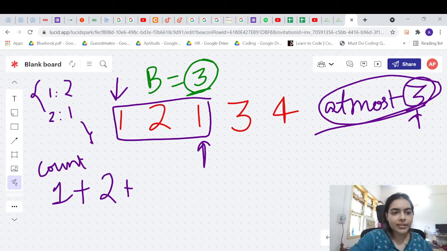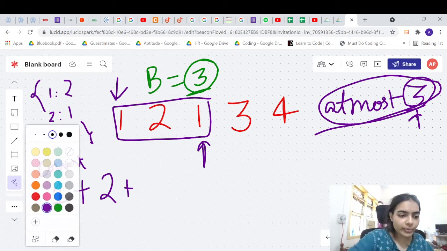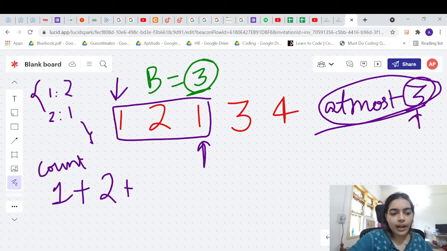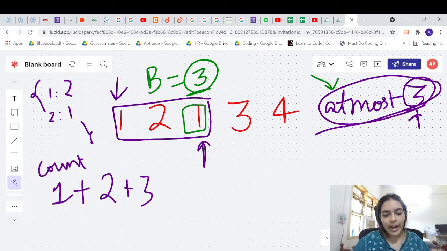One is something which is just repeating. So the size of the map is 2. So in this case, what will be your count? Your count will increment by how much? Your count will increment by 3 because you will get 3 subarrays which are satisfying this condition, at most 3.